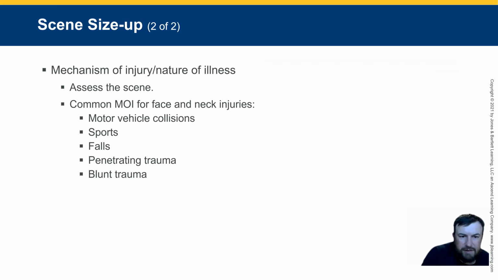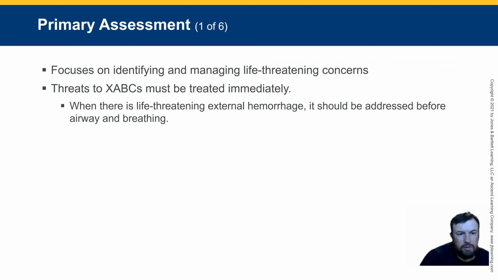Mechanism of injury for face and neck injury. So we're looking at motor vehicle crashes, sports, falls, penetrating traumas, blunt traumas, anything where we have an outside force putting force on the body. Focus on identifying and managing life-threatening concerns. Threats to your ABCs. If there's anything in the ABCs not adding up, we got to stop and fix that right then. When there is a life threat, external hemorrhage, it should be addressed immediately. So remember, if we have hemorrhaging, it goes CAB instead of ABC. We take care of circulation, then airway, then breathing.